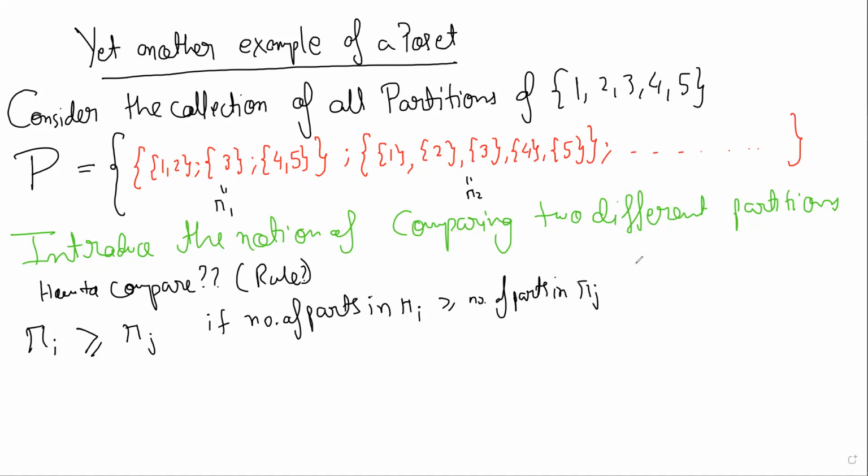Okay, so you're saying that this is a partial order. Let us try to check. First of all, just for review, we want to check if this rule is reflexive. Remember what we have done: we have taken the set of all partitions and introduced a rule by which we compare. Obviously this rule must be reflexive, meaning that if you take the same partition, it should be greater than or equal to itself by this rule. This is obviously true because they have the same number of parts, the same partition. So reflexivity is not a problem.